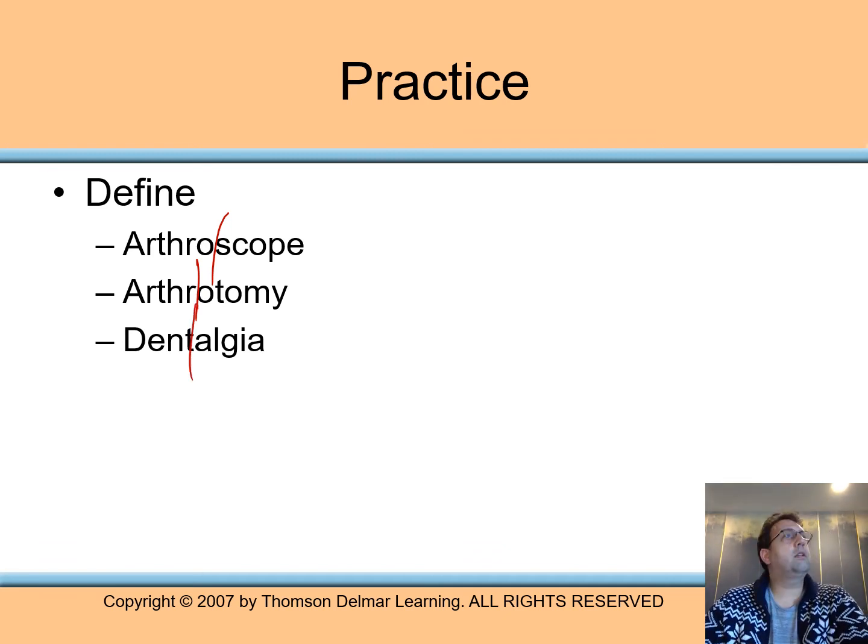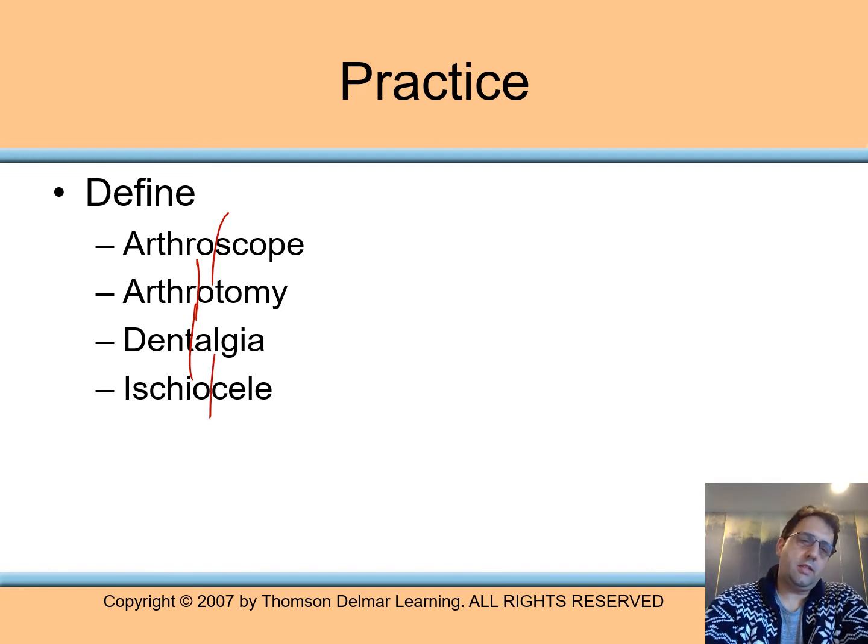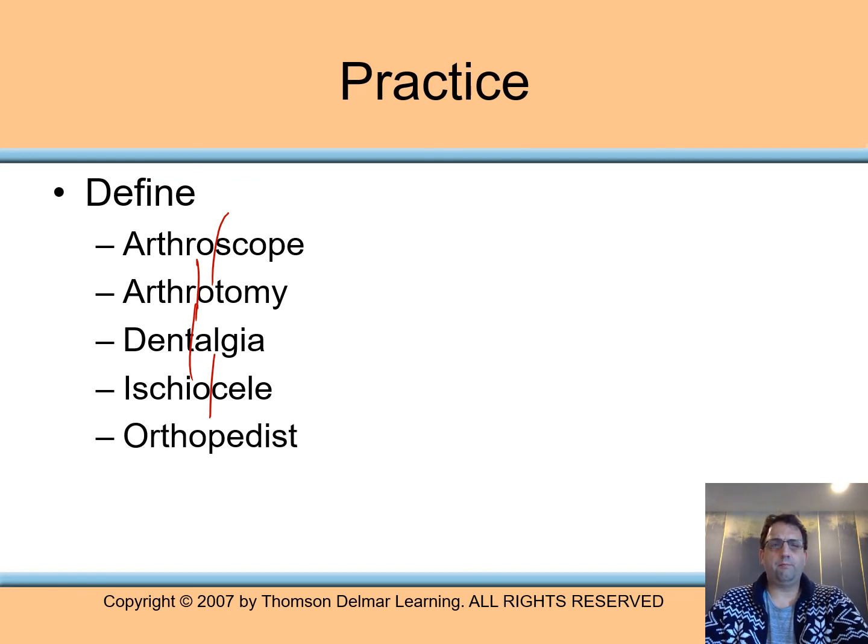Algia means pain, dent means tooth, so this is tooth pain. An ischiocele, the bone that you are probably sitting on right now, is called the ischium. If a piece of it were to herniate or stick out, you would have an ischiocele.